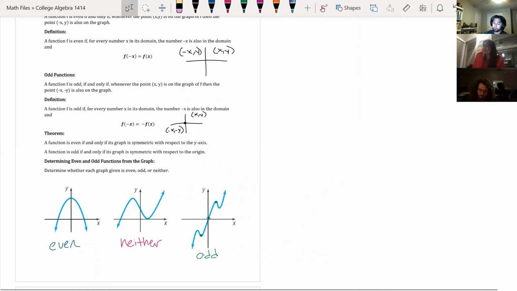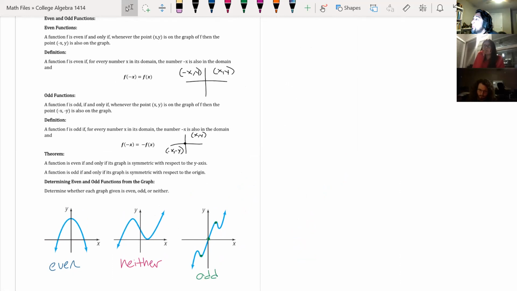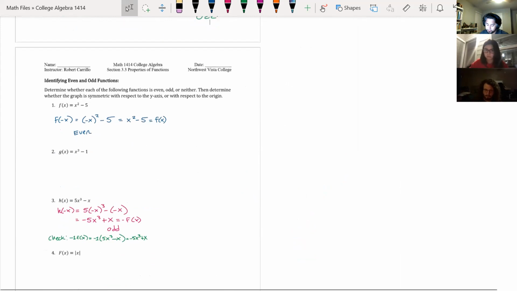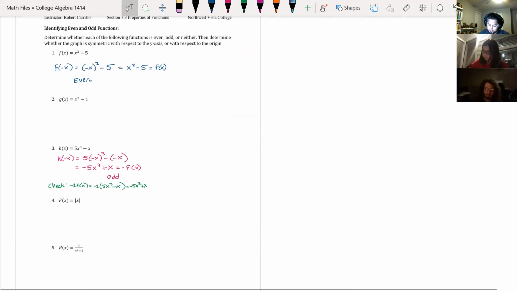So those are the definitions of even and odd functions. And believe it or not, they will come back to you in pre-cal and they will come back to you in calculus, knowing what even and odd means. All right. So let's continue figuring these guys out.